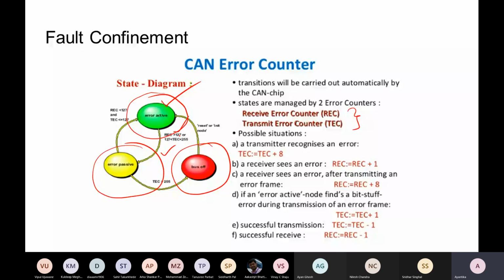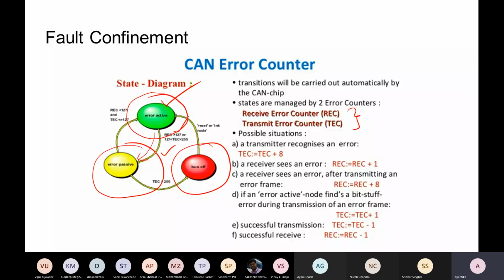If it is increasing up to a certain threshold, this node will change its state to the error passive state. What does it mean? At that time, it will detect some error, but it will not initiate any frame generation, so that it will try to at least diminish the congestion or the failure scenario in the overall system.